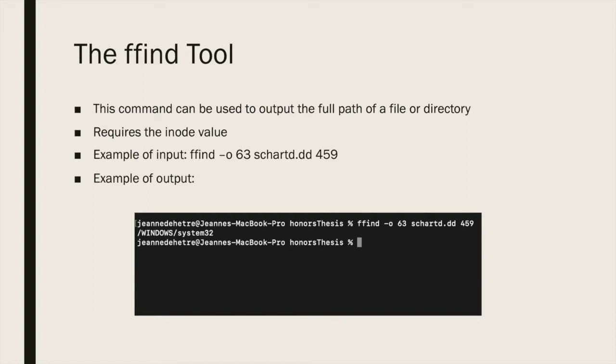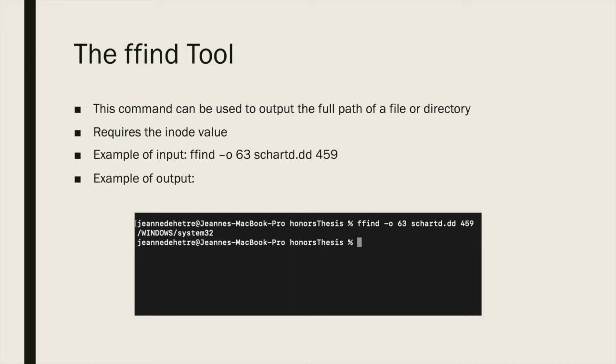Next is the ffind tool, which again is also a pretty interesting feature that the Sleuth Kit has. If you have an inode value, you can use that and the ffind tool to figure out the name of the file or directory and the location. You can actually get the exact path to that file based on the inode value.